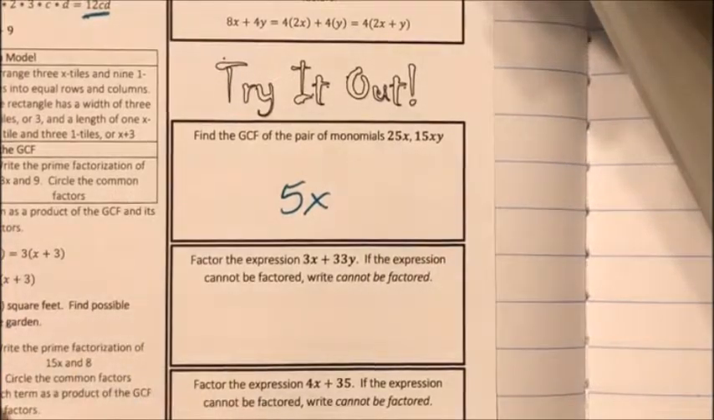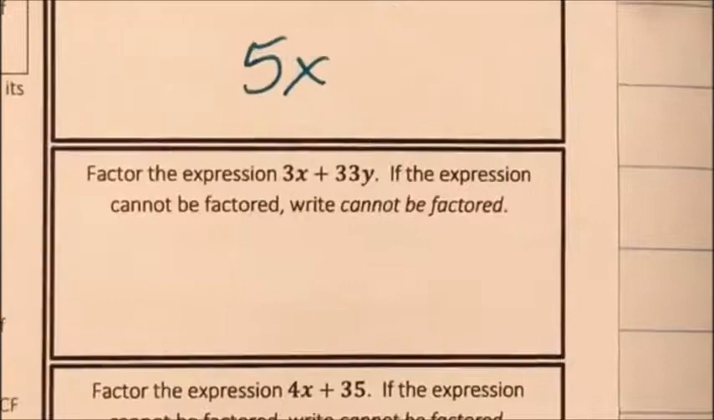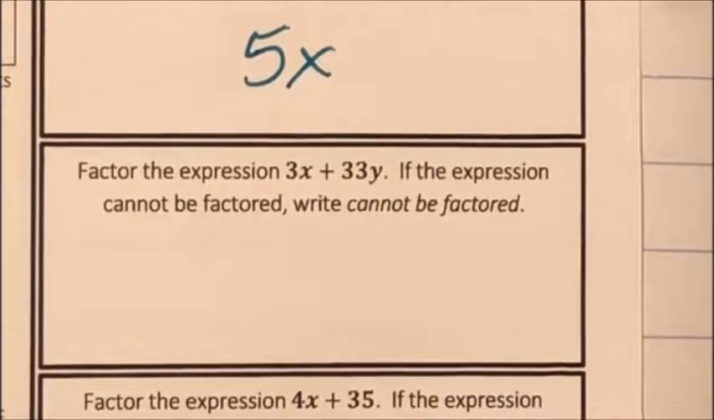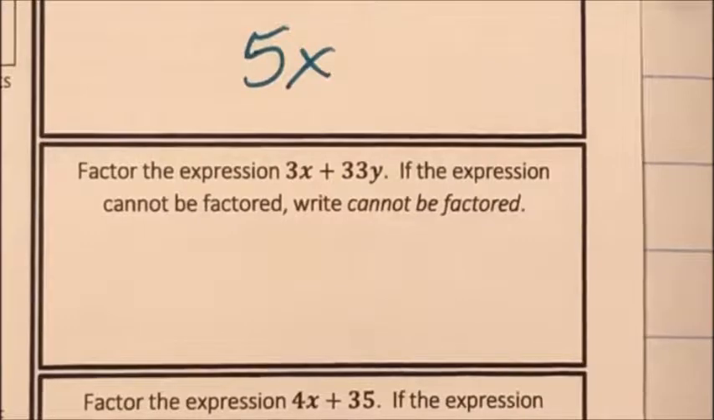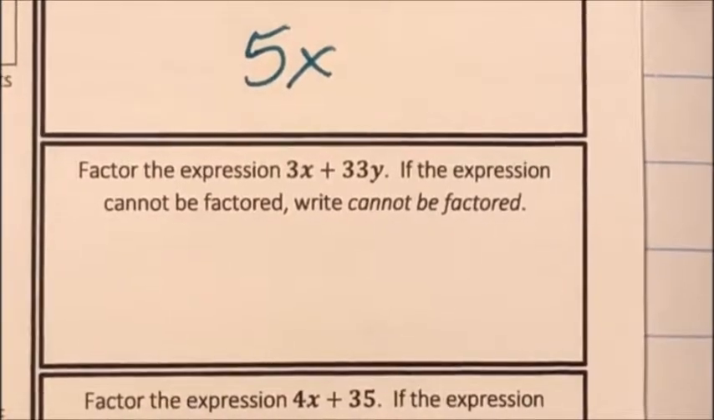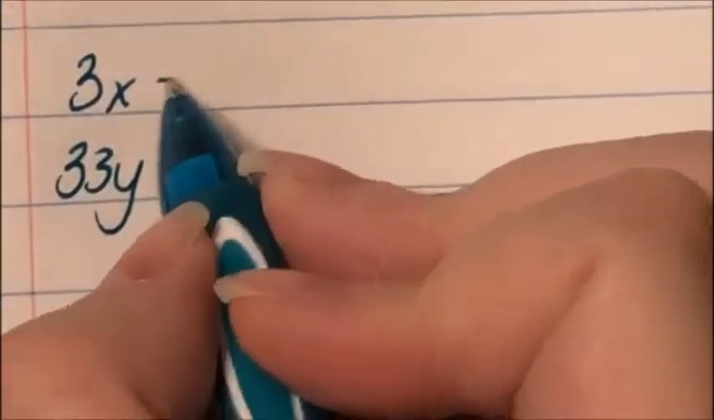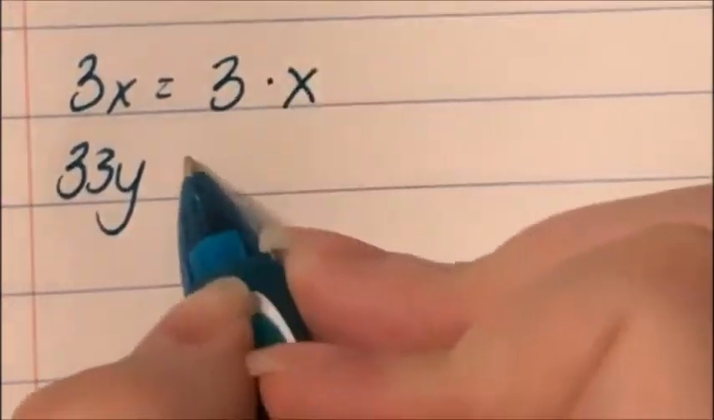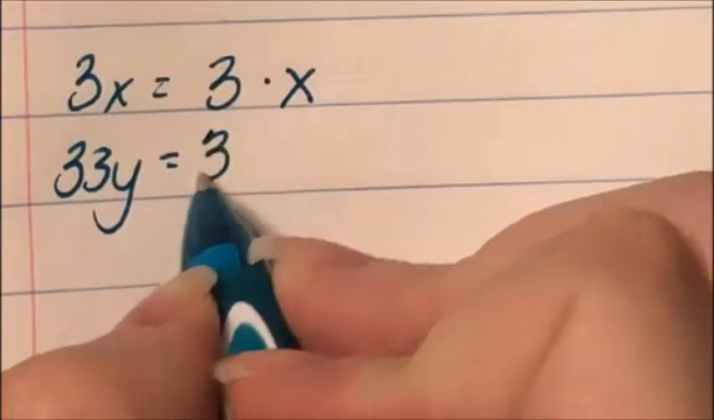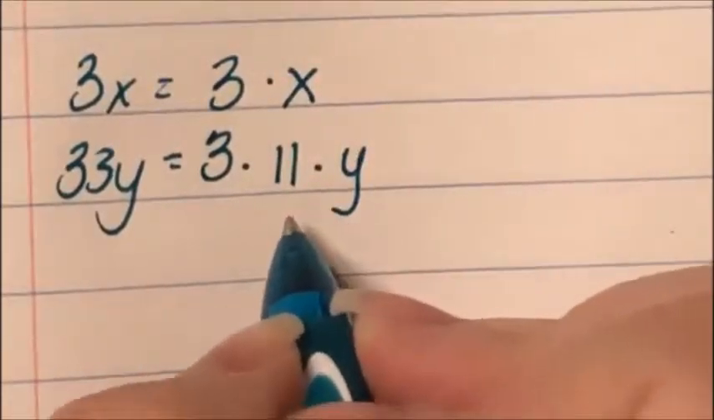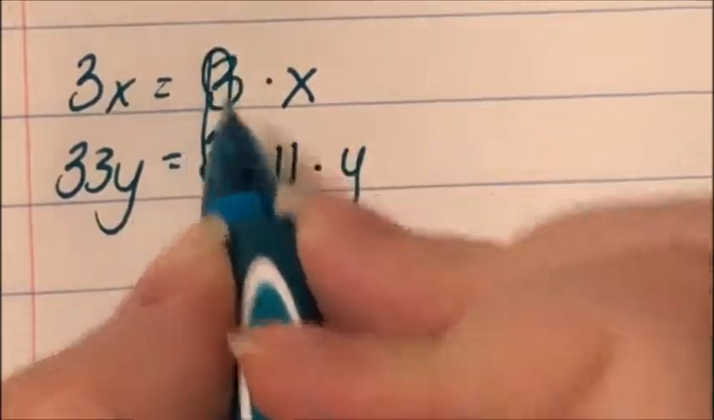My second example says, factor the expression 3x plus 33y. If the expression cannot be factored, write cannot be factored. So I want to figure out what I can take out of both 3x and 33y. Well, 3x is 3 times x. 33y is 3 times 11 times y. They both have a 3 in common.